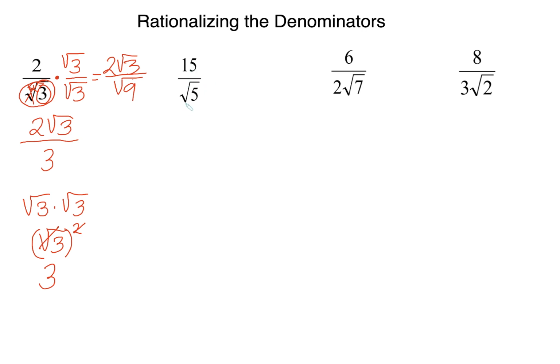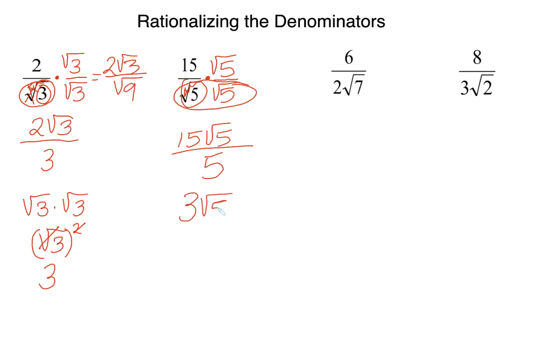So I have 15 over the square root of 5, and I need to rationalize. So I look to see what radical is in my denominator. It's radical 5, so I'm going to take that, and I'm going to multiply my denominator and my numerator. My numerator becomes 15 radical 5 over, and then these two, when they multiply each other, you're just going to get 5. So again, just focus on one of them. If you focus on this one, the radical sign would disappear, leaving you with just 5. Now you always have to check to see if you can simplify. 15 divided by 5 is 3, so your answer is 3 radical 5.